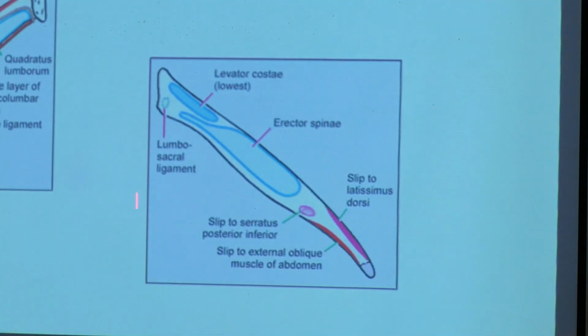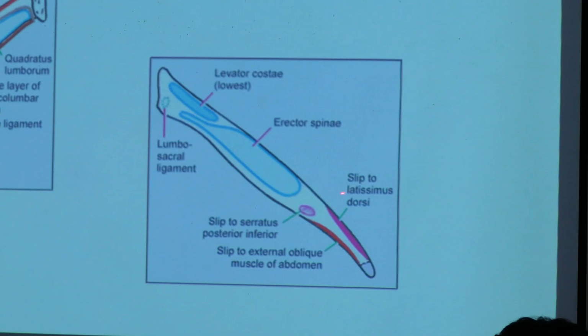Okay, this is the posterior surface of the 12th rib. In the lower part, in the medial part, near the lower border, we have the lumbocostal ligament, and here will be the costotransverse ligament. Then levator costae, erector spinae, and towards the lateral part we have serratus posterior inferior. Here will be your external oblique abdominis, and here will be your latissimus dorsi.